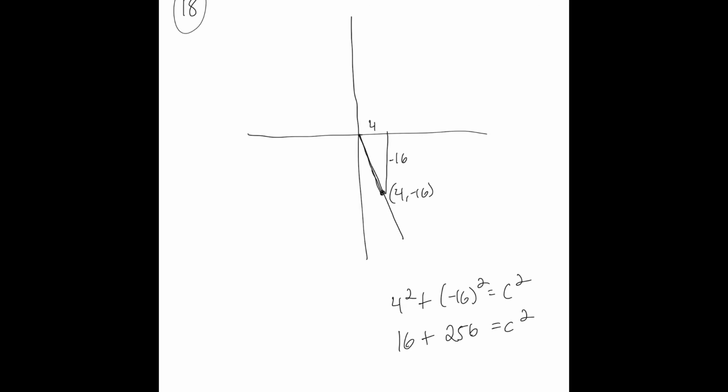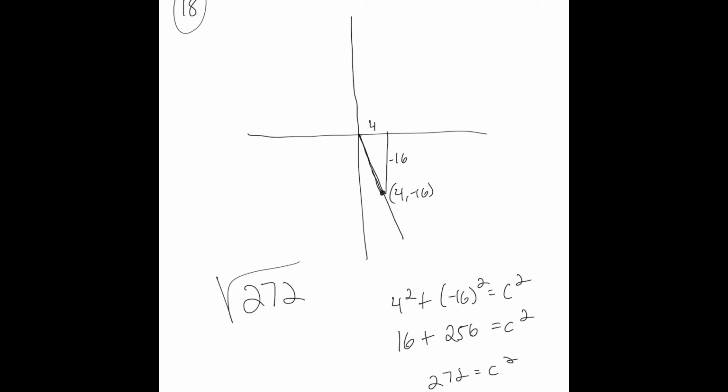So that is 272 equals c squared. So c is going to be the square root of 272. So I need to break that down. So if we do the square root of 272, we need to think of perfect squares that will go into 272.